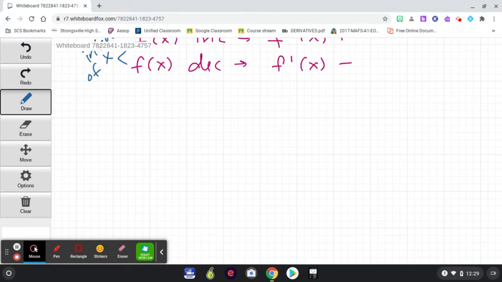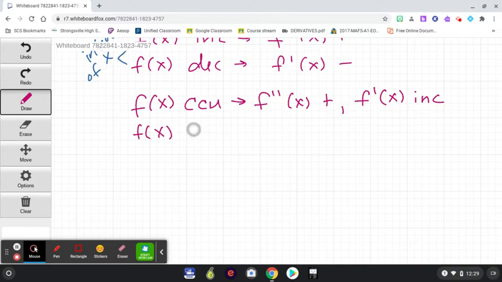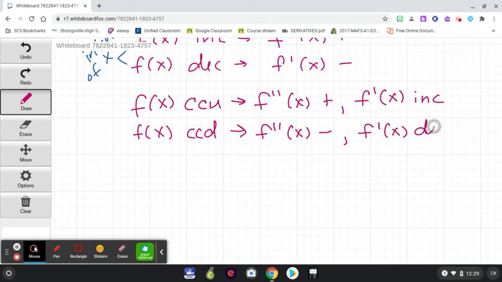Okay, so you could also be asked to determine where f of x is concave up. That happens when the second derivative of f is positive. That also happens when the first derivative of f is increasing. You could be asked when f of x is concave down. That happens when the second derivative of f is negative or the first derivative of f is decreasing. And again, these are going to be intervals of x whenever you go to answer those questions.